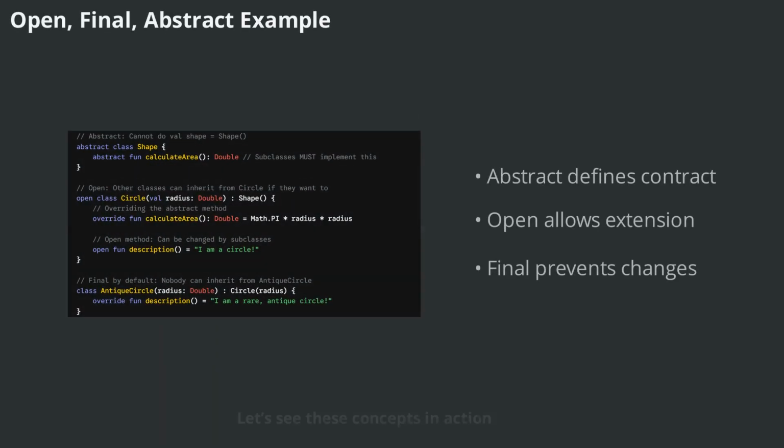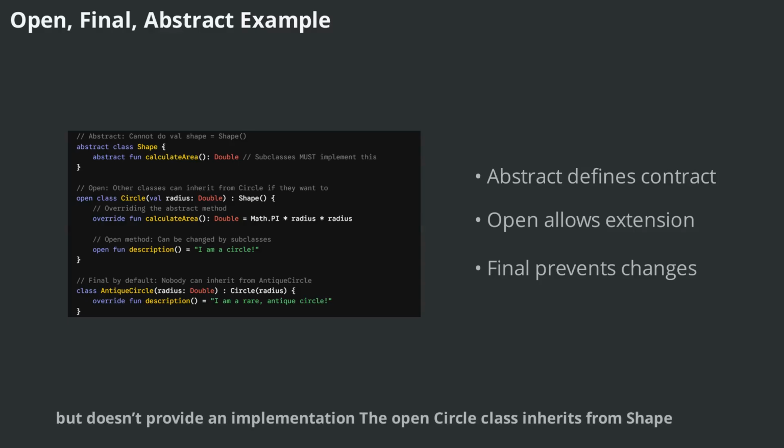See these concepts in action. An abstract shape class defines a method for calculating area but doesn't provide an implementation. The open circle class inherits from shape and provides its own version of calculate area. Finally, a regular class like antique circle is final by default and cannot be subclassed. This structure keeps your code organized and predictable.